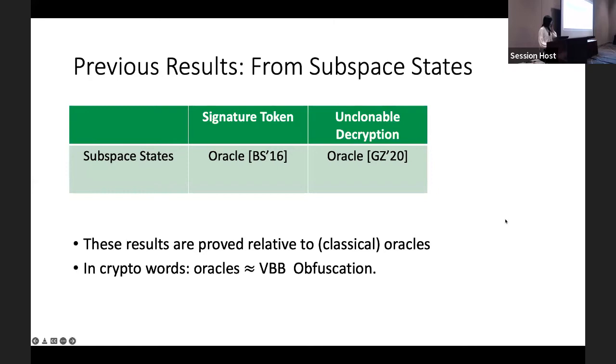Let's look at some previous results. These are two primitives we will mainly talk about today, and these previous results build them from subspace states. As we mentioned, subspace states were used to do quantum money, but besides it, signature token was put forward by Ben-David and Sattath. It is basically a quantum signing scheme that allows you to sign one message using a quantum signing key. And an unclonable decryption scheme here is a public key encryption scheme where the decryption key is a quantum state and is unclonable.